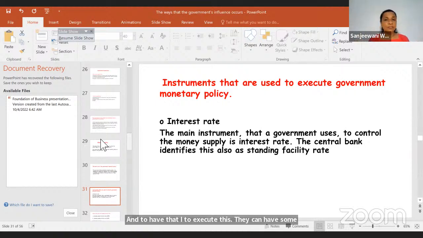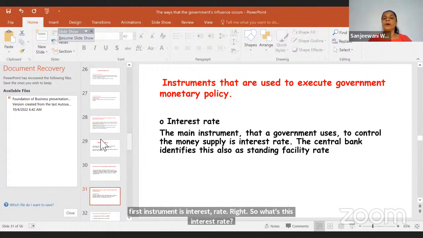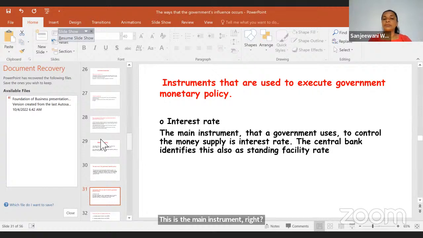So there are instruments that you can use to execute government monetary policy. The first instrument is interest rate, right? So what's this interest rate? This is the main instrument, right? This they use to control the money supply, right?